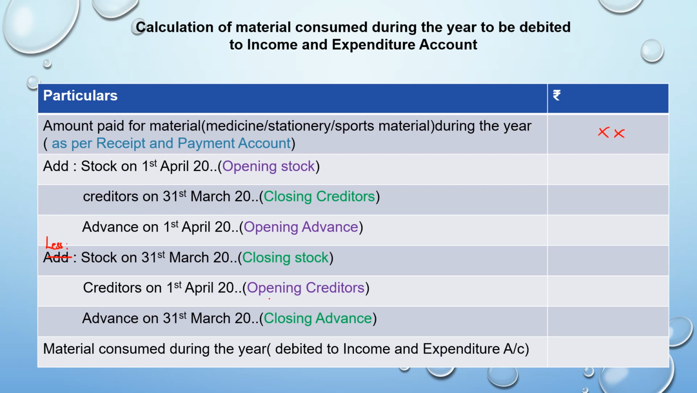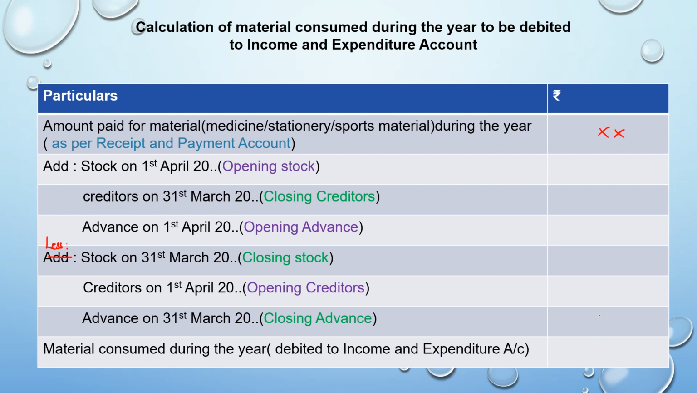The opening creditors are the creditors related to the previous year, which was consumed, which has come as creditors, and the advance which is paid at the end, or the closing advance, is the advance paid for the next year. So that is to be eliminated. So this way we subtract these items. So just take down this particular statement format, and it would be very simple to solve using the statement method. Just read the question and put the information in the respective columns and just add and subtract to get the amount of the material consumed during the year.